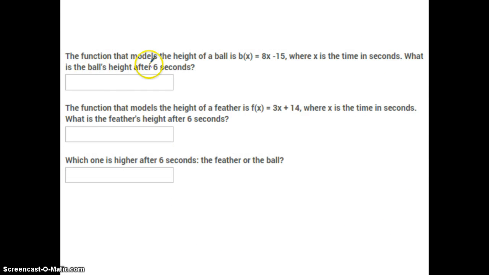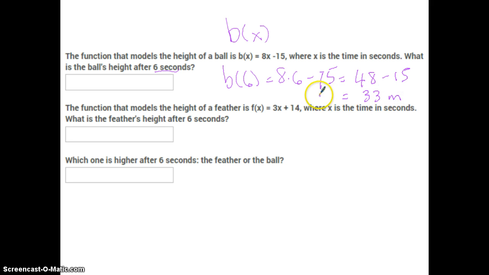I've got a function here, and I want to replace the x with 6. So I've got some functions here. I know they're functions because they use this notation here, which means put the independent variable into the function b. So let's put 6 in, because x is time in seconds. The first one is b. The ball at 6 seconds is 8 times 6 minus 15. 8 times 6 is 48 minus 15, and 48 minus 15 is 33 meters. So the ball was 33 meters.